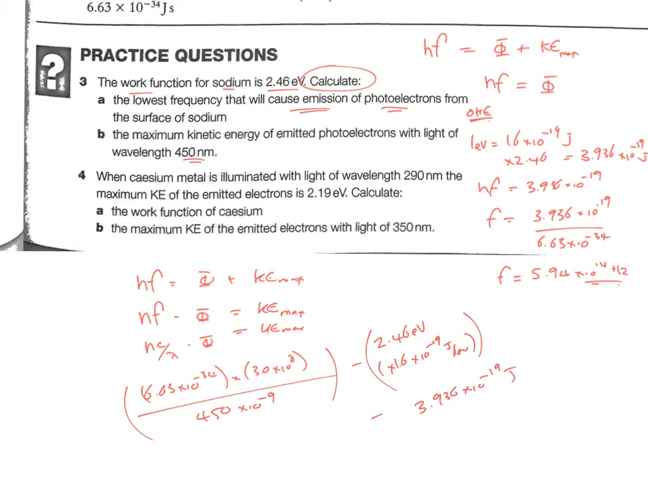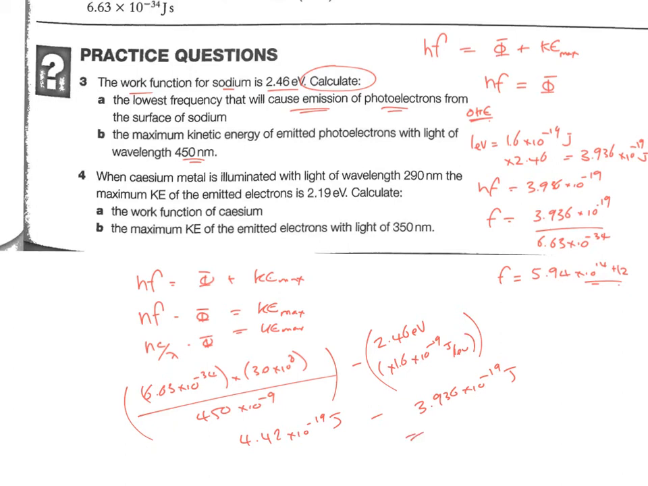joules. If we also work out the first section, the hc over lambda, put those into our calculator again: fraction button, brackets, power of 10 button, then that gives us 4.42 by 10 to the minus 19 joules here. So 4.42 by 10 to the minus 19 joules minus the 3.936, sorry, by 10 to the minus 19.